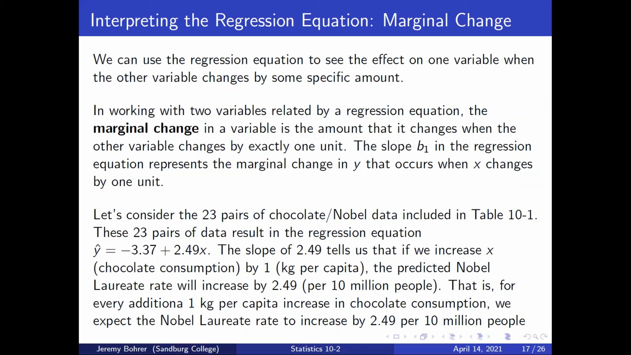These 23 pairs of data result in the regression equation y hat equals negative 3.37 plus 2.49x. The slope of 2.49 tells us that if we increase x, chocolate consumption, by 1 kilogram per capita, the predicted Nobel laureate rate will increase by 2.49 per 10 million people. That is, for every additional 1 kilogram per capita increase in chocolate consumption, we expect the Nobel laureate rate to increase by 2.49 per 10 million people.